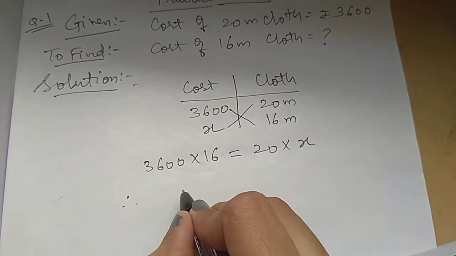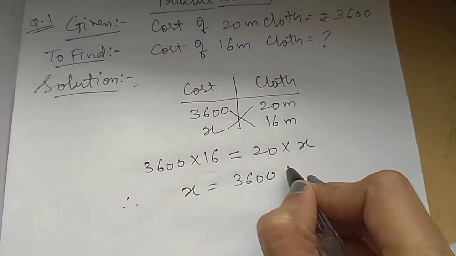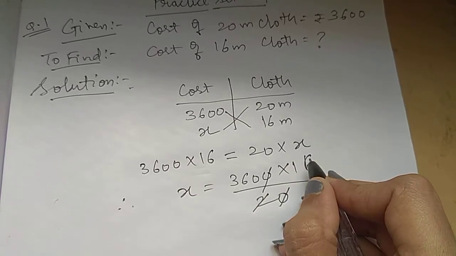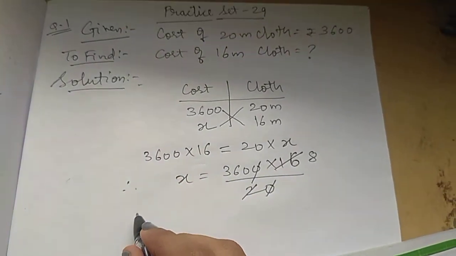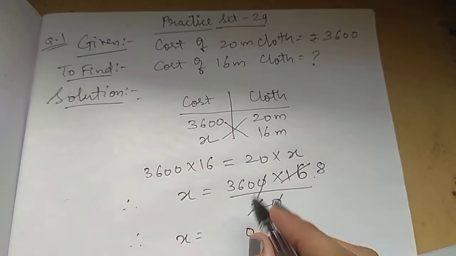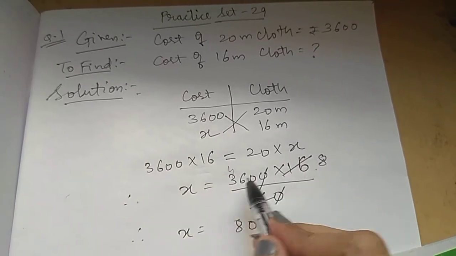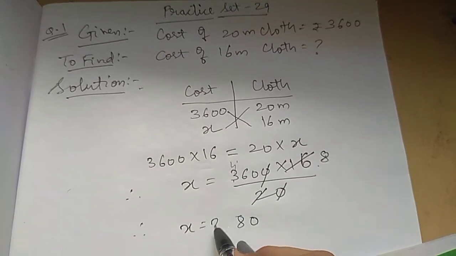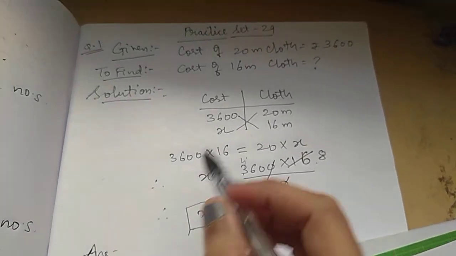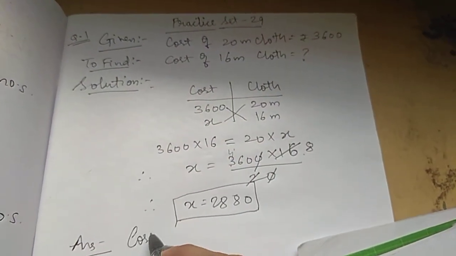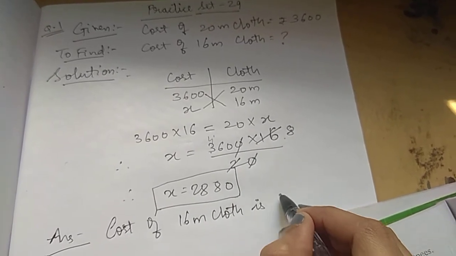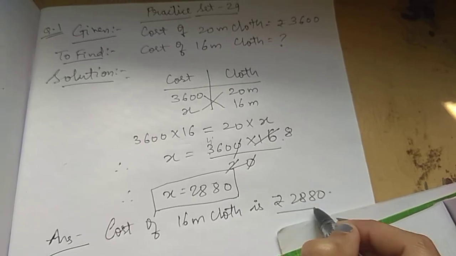20 will go on to the other side and becomes division. 0 0 cut, 2 ones are 2, 8 twos are 16. 8 zeros are 0, 8 sixes are 48, 8 fours are 32 plus 4, 28. So the cost of 16 meter cloth is rupees 2880.